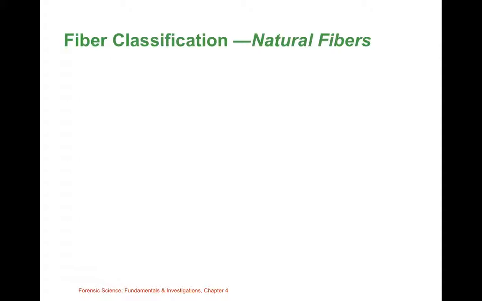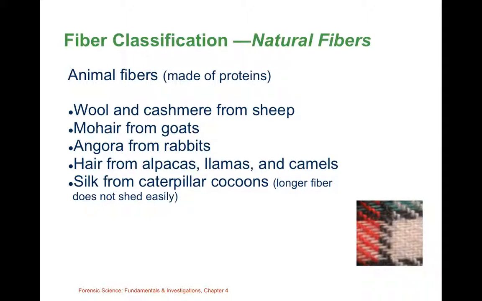All right, let's talk about natural fibers. Okay, one source of natural fibers comes from animal fibers. These fibers are made of proteins, and you can find them in wool and cashmere, which come from sheep. You can get mohair, which comes from goats, angora, which comes from rabbits, and hair from alpacas, llamas, and camels, or you can even use silk, which comes from caterpillar cocoons. Again, these are all natural animal fibers. These fibers are made of proteins.